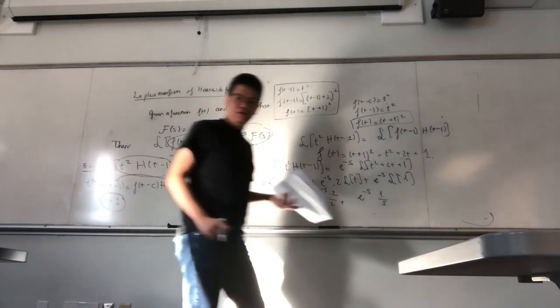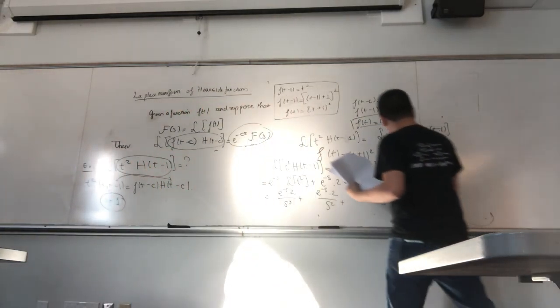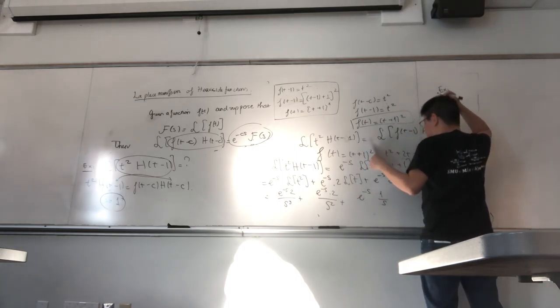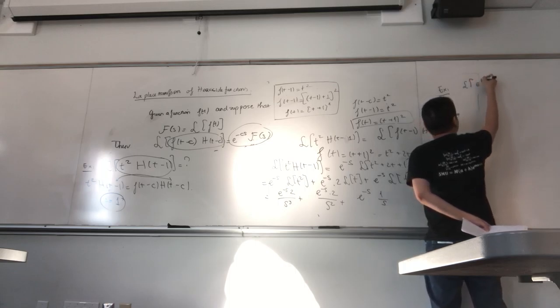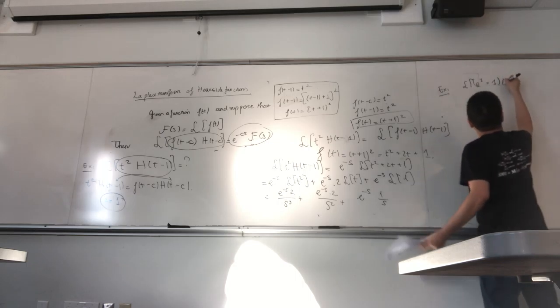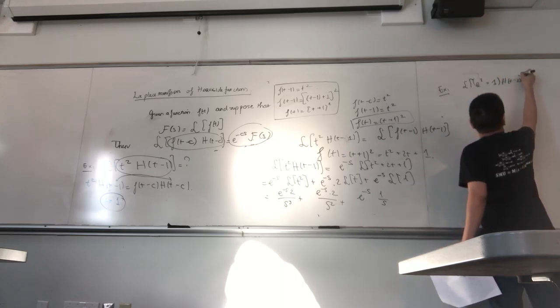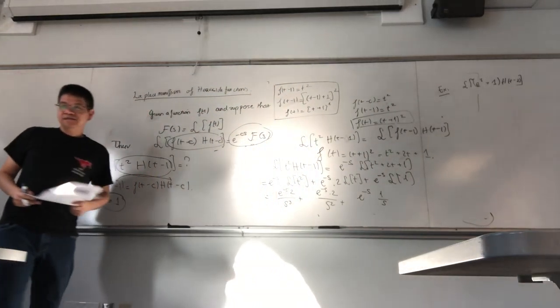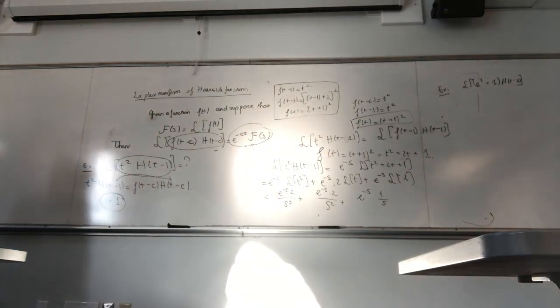Alright, so let us go to another example. In this example, we have to compute the Laplace transform of e to the t plus 1 times h of t minus 2. Can you tell me what c is in this case? I have e to the t plus 1 times h of t minus 2, right? So I want to use that formula.